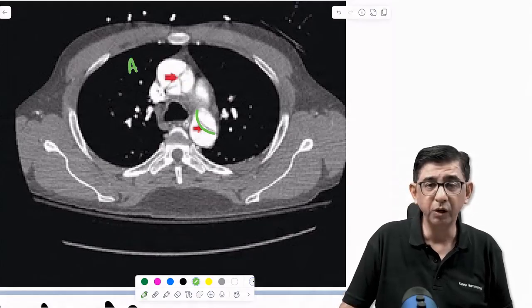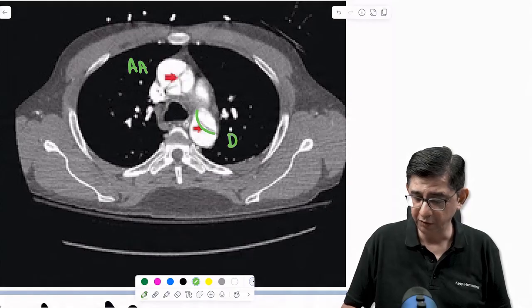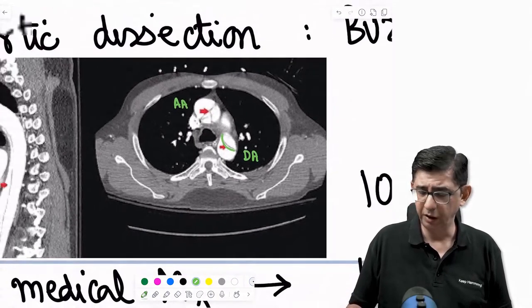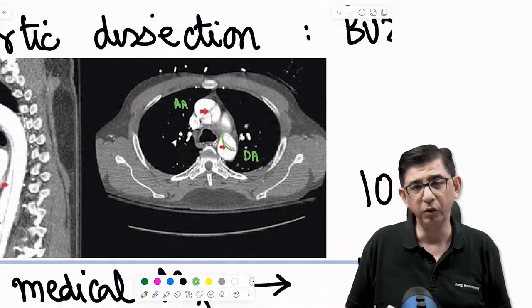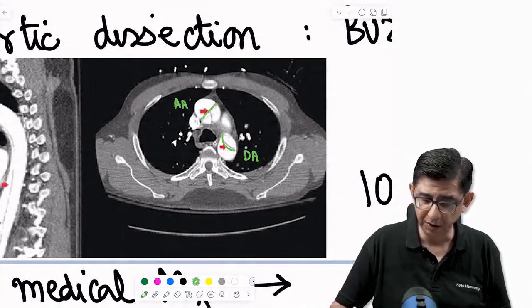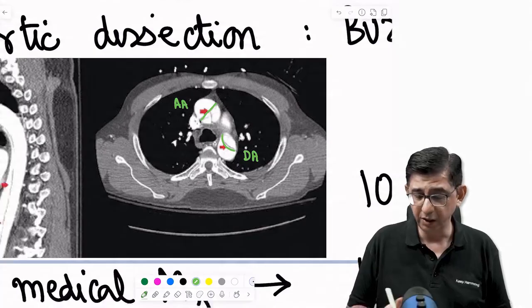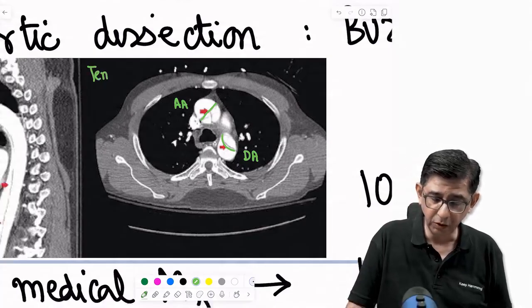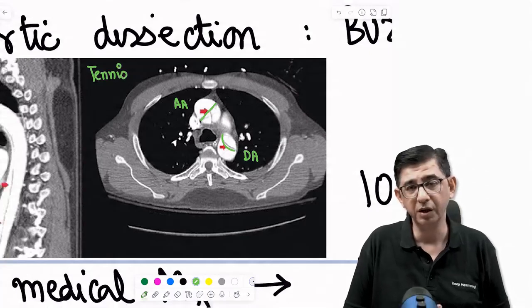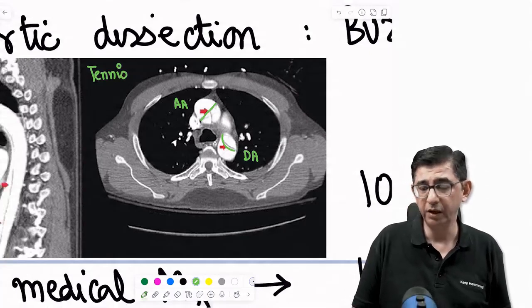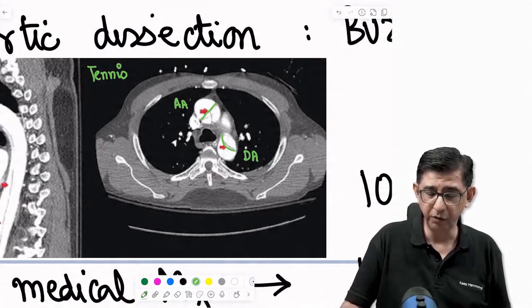The part in front, this we will call the ascending aorta. This would be a descending aorta. And here the tear is present both in the ascending aorta as well as in the descending aorta of the patient. But if the tear is present exclusively in the ascending aorta, then we call it type A aortic dissection. If it is present exclusively in the descending aorta, it is a type B aortic dissection.